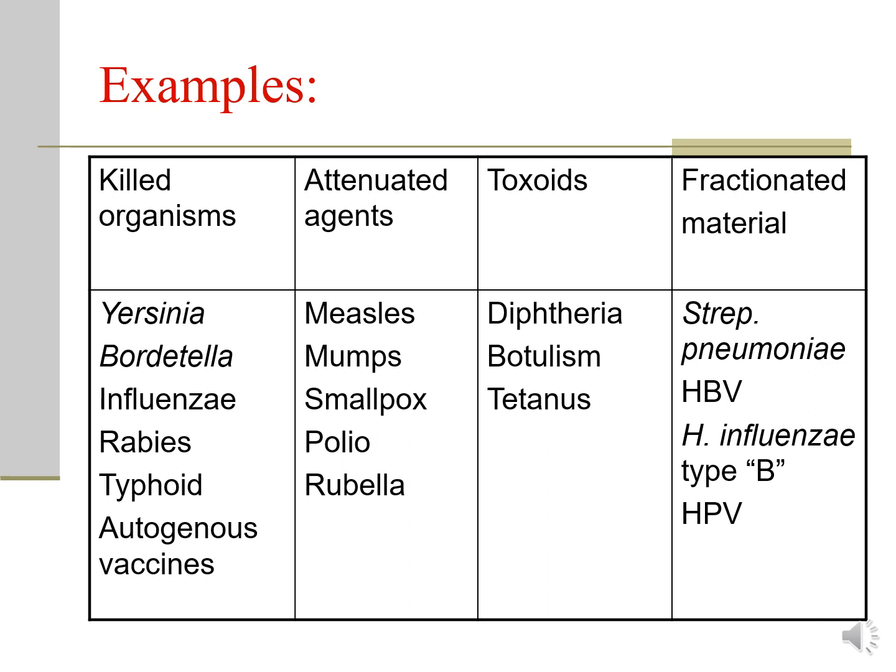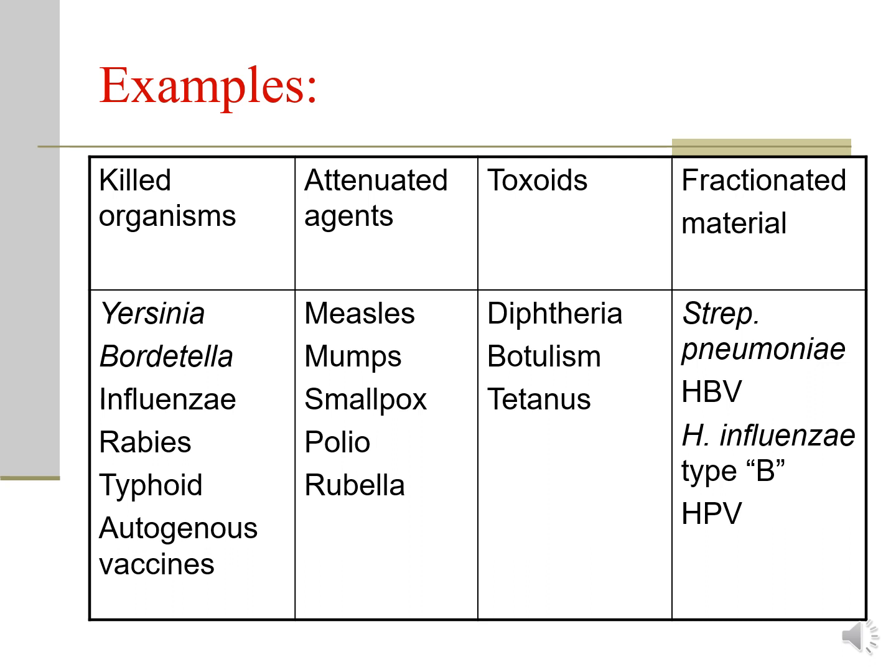Then you have the altered live agents, which are the attenuated agents. The measles, mumps, and rubella vaccine is made from an attenuated virus. We also have the smallpox vaccine and the polio vaccine. Those are made from altered live agents. We have toxoids, which are exotoxins treated with heat or acids, and those toxoid vaccines are the diphtheria vaccine, the botulism vaccine, and the tetanus vaccine. Diphtheria is Corynebacterium diphtheriae, and then botulism and tetanus are caused by Clostridium species.